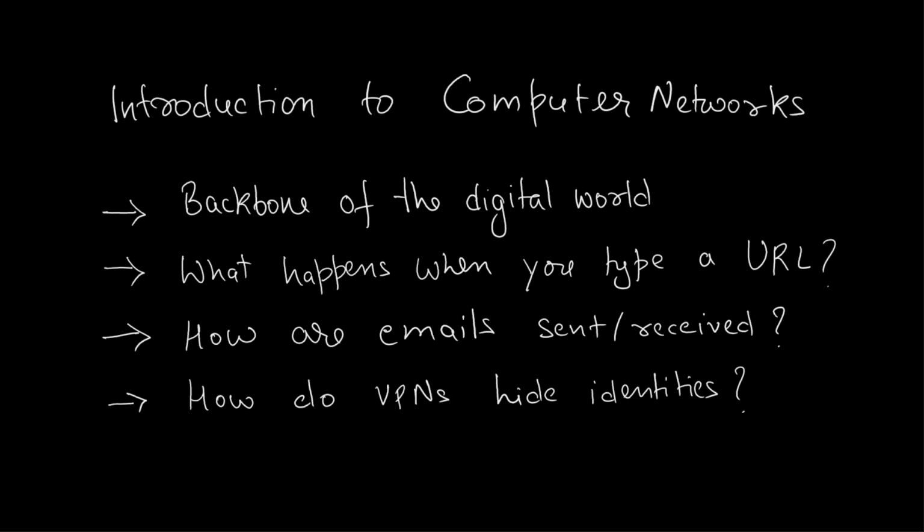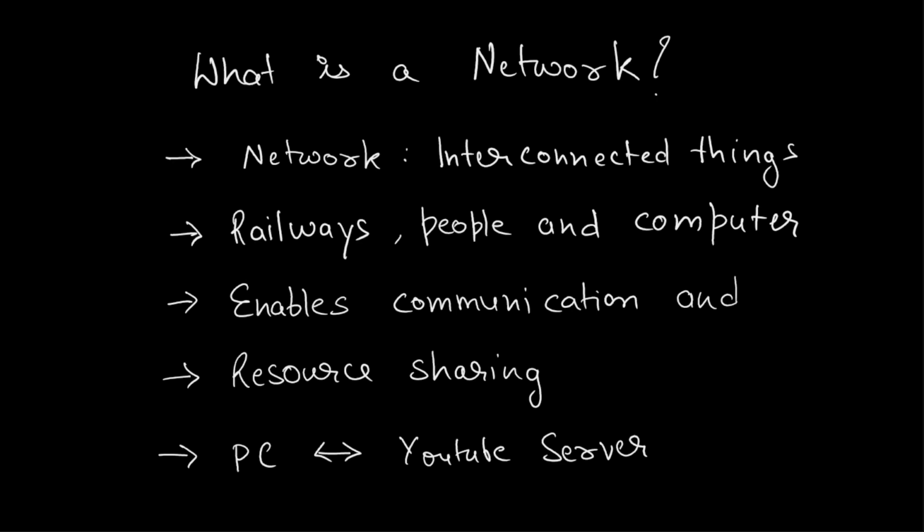interesting questions like these. In this video, we'll start with an introduction to computer networks, define the internet, and understand its history and how communication works over it. Let's start with defining a network. A network is a group of interconnected things. A railway network connects cities, a social network connects friends, and computer networks connect computers.